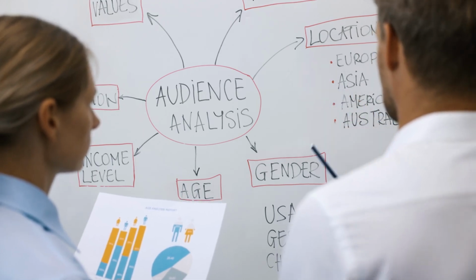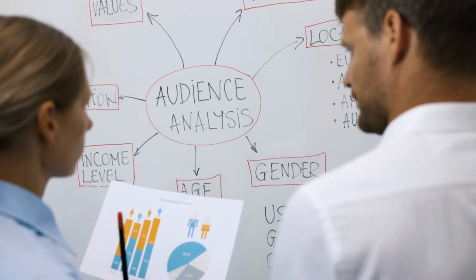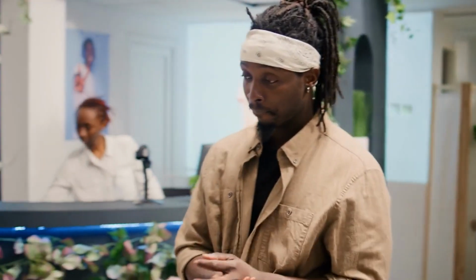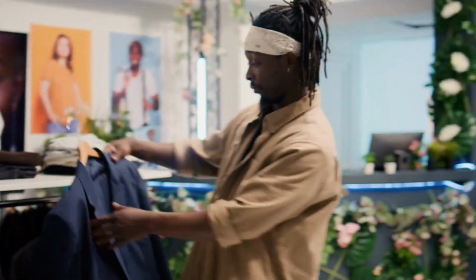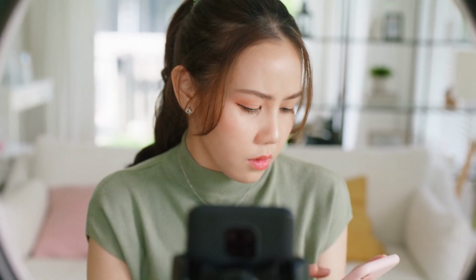To start personalizing, segment your audience based on behavior, interests, and demographics. Use this information to tailor your content. For example, if you run an online store, send product recommendations based on past purchases or browsing history. Personalization also extends to how you communicate. Address your audience directly, use their names in emails, and send tailored messages. This small touch can significantly increase engagement rates.